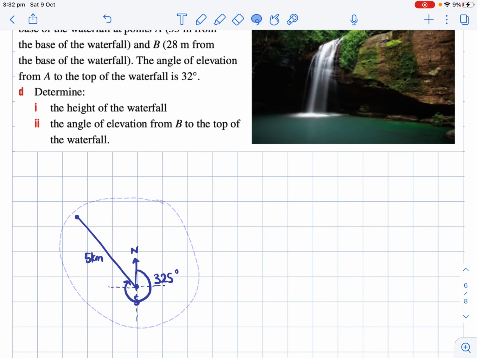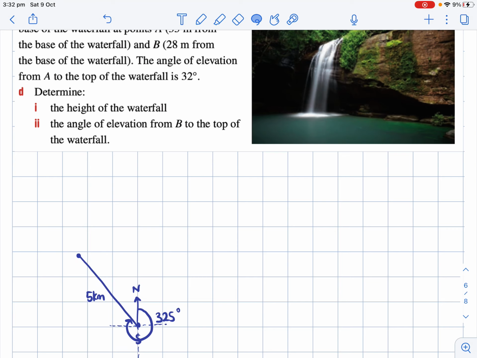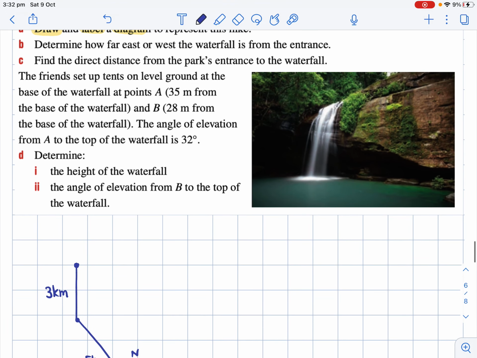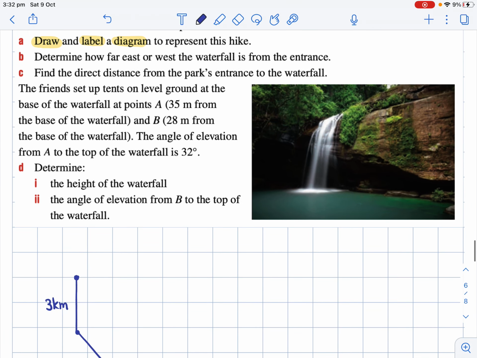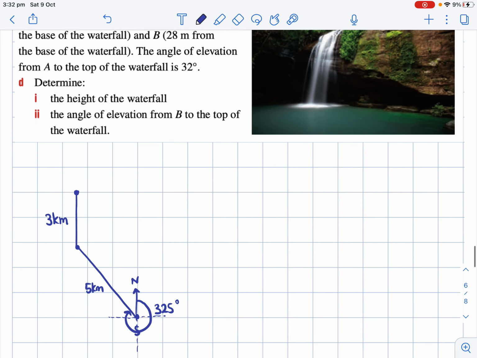I've actually drawn my diagram too high. I'm going to bring it down a little bit. I've got the luxury of cut and paste. You folks might need to do something more creative, maybe even rub out and start again. And 3 kilometres is less than 5, so let's go roughly to scale. That would be my 3 kilometres straight north from my starting point. Okay, so there's a diagram to represent the hike.